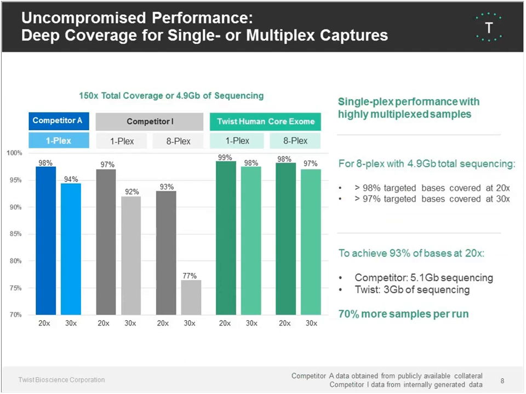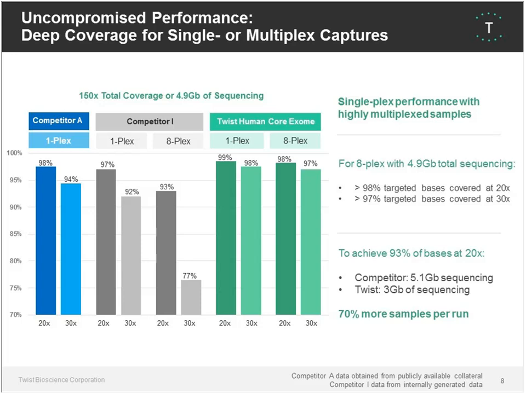The next slide I want to show, I understand it might be a little bit busy, but it's going to highlight how both configurations Twist offers in the exome, be it singleplex or multiplex, are outperforming competitors that are also in the market. So on the far right here in green, I'm showing some targeted percentages at 20 and 30x for Twist's core exome at 8-plex and singleplex format.